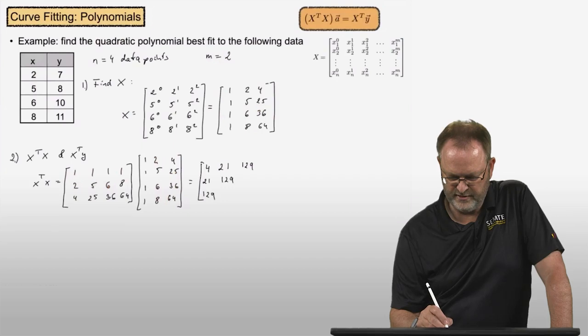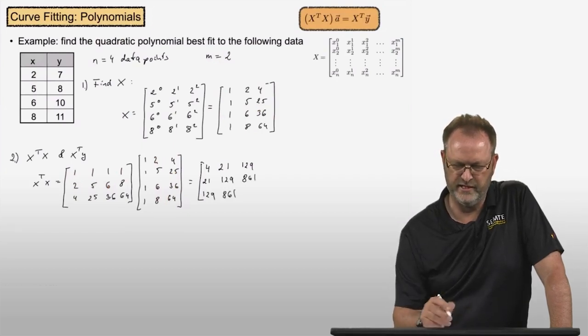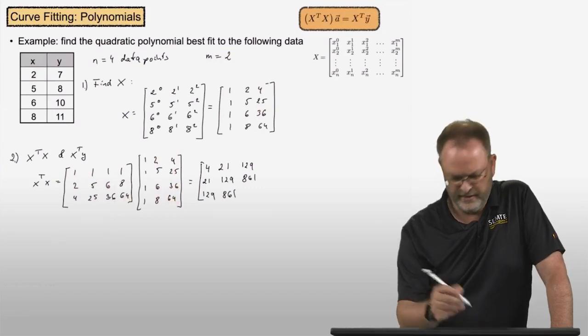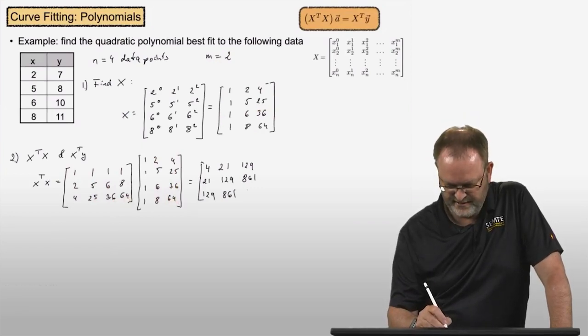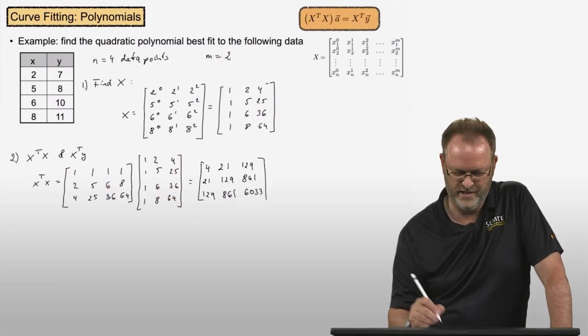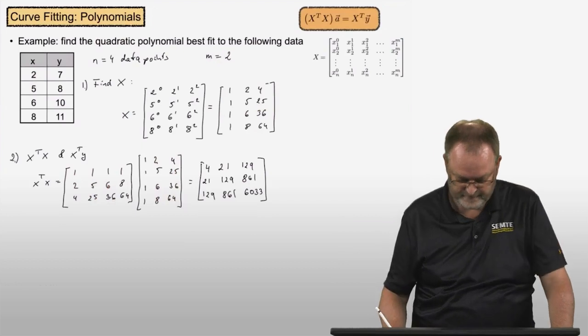If we do this, that gives us 161. And because of symmetry, this has to be 161 as well. And then finally, we have 4 times 4 plus 25 times 25 plus 36 times 36 plus 64 times 64. And I have to read off that result. That is 6,033. So that's x transpose times x.